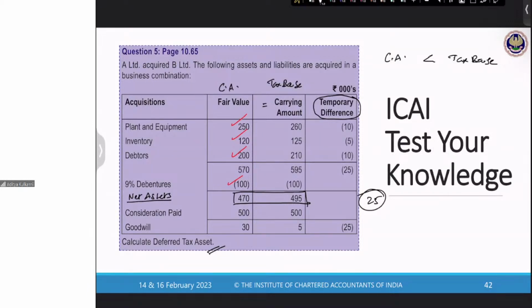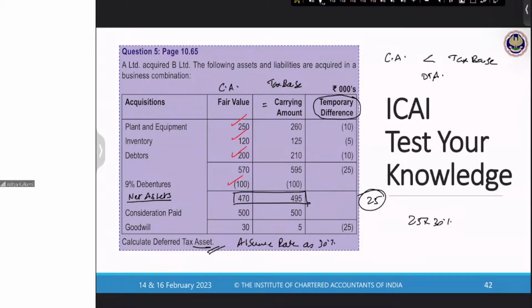So what are you going to create? Sir, I will be creating a deferred tax asset. They have told you to create a deferred tax asset, but even if they had not, a deferred tax asset is going to be created. What will be the deferred tax asset which you will create? 25 into 30%. The tax rate is not given here. Assume the rate as 30%.